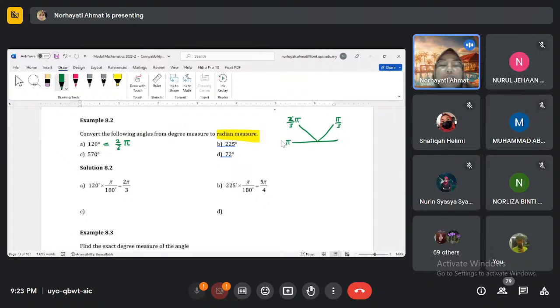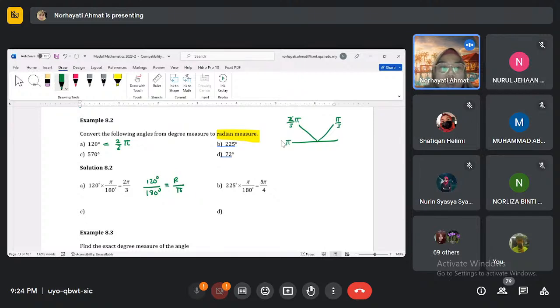Okay, we also can use the formula. Kalau formula, macam mana kita nak buat? What we are given in degree. So kita ada 120 over 180 is equal to radian over pi. Okay, kita nak cari radian, angle in radian. So we rearrange this.